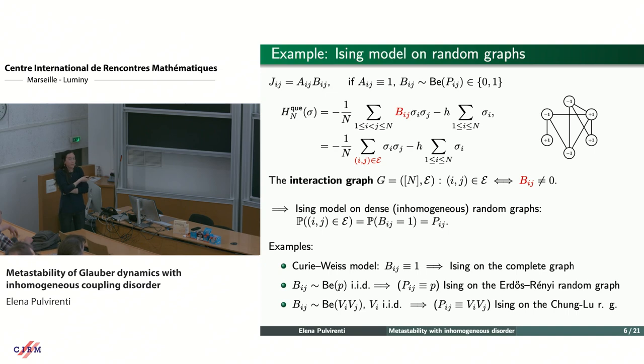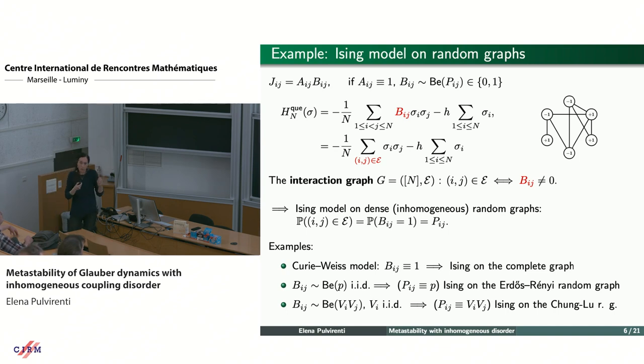Now, if instead I take the B_ij to be Bernoulli with probability p, so fixed, what I have is Ising on the classical Erdos-Renyi random graph, where I put a link with probability p between each couple of vertices, or I do not put a link with probability 1 minus p fixed.